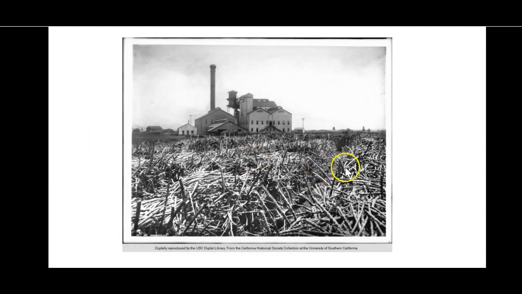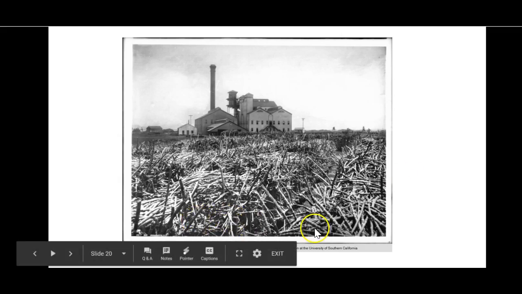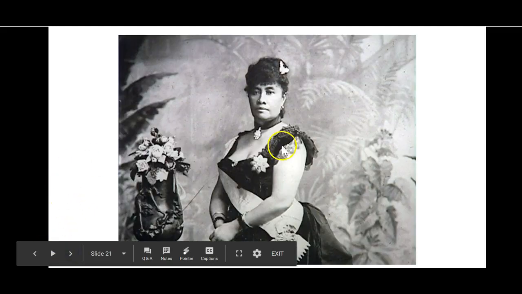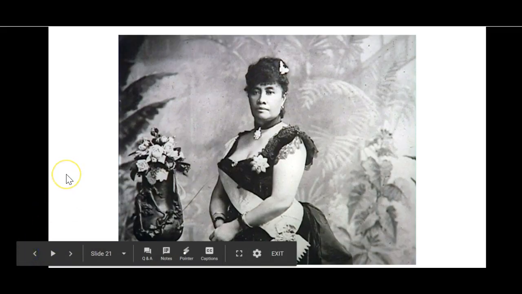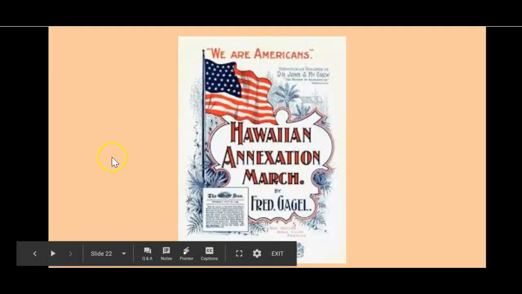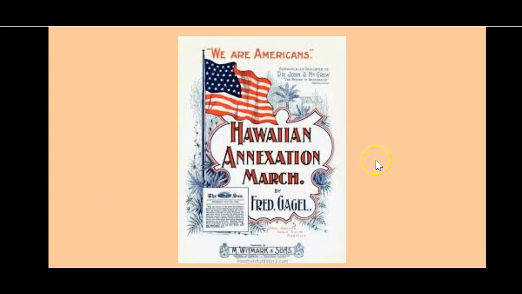This is one of the sugarcane plantations. If you're looking down here, it's just that USC owns this photograph. Okay, and this is Queen Liliuokalani, the last Hawaiian ruler of Hawaii before it becomes America. And I wanted to share this with you because they even made songs about the Hawaiian annexation.